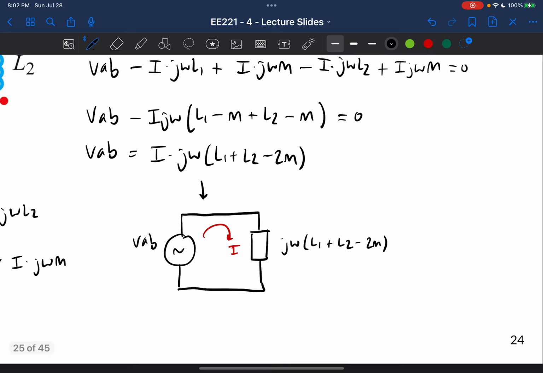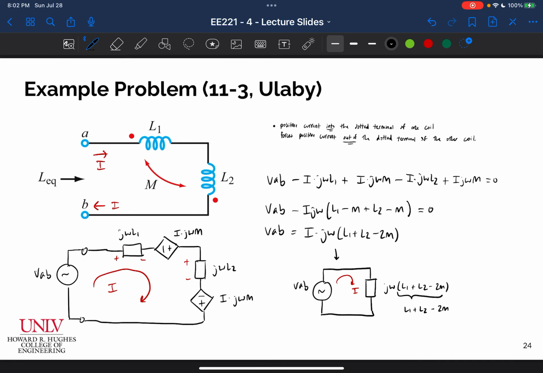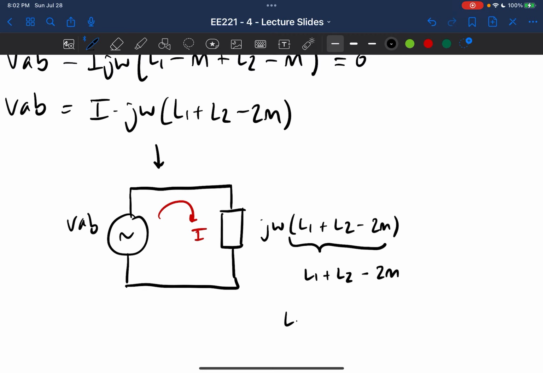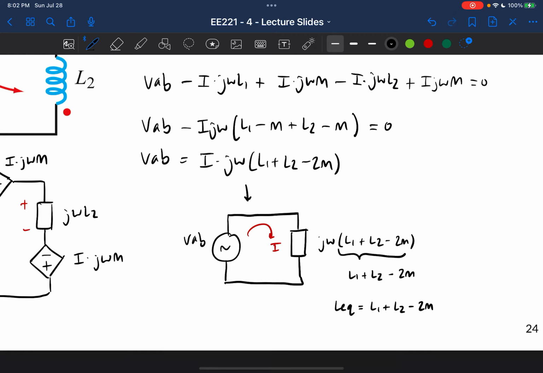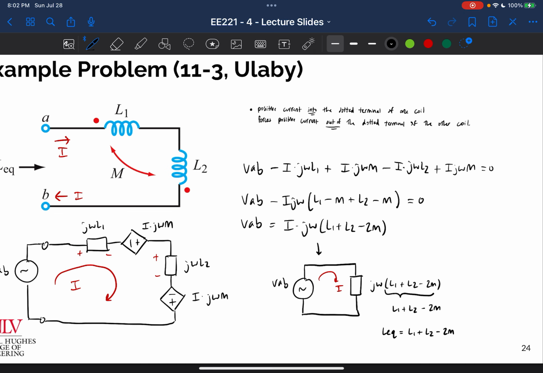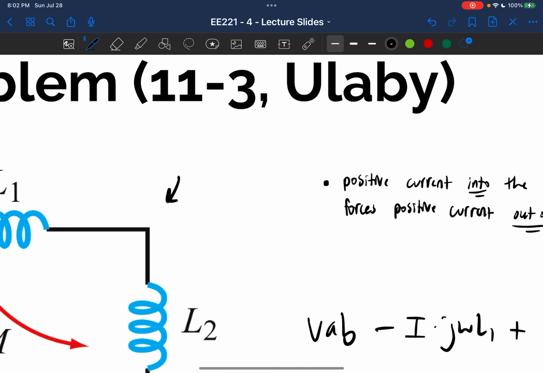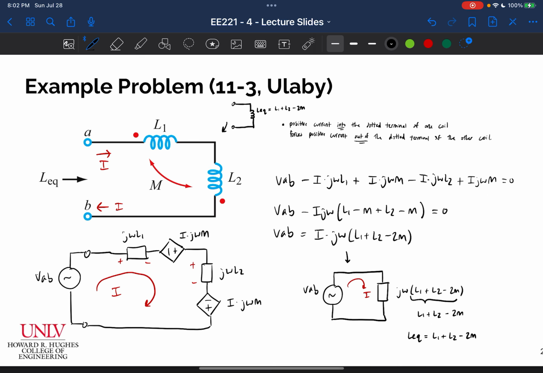And so what I can basically say is that this sum and difference of inductors here, L1 plus L2 minus 2M, forms some equivalent inductance of my original circuit. So I can say that LEQ, the equivalent inductance, is L1 plus L2 minus 2M. And so I'm basically saying that I can replace this circuit between A and B with an equivalent inductor, and the size of that inductor is L1 plus L2 minus 2M. Okay, so that's pretty much it for this problem.